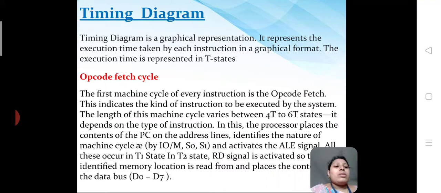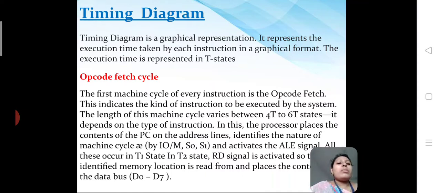So the first machine cycle of every instruction is only the opcode fetch. Depending upon the type of instruction, the length of the machine cycle varies from 4 T-states to 6 T-states. After that, in the T1 and T2 states, the ALE signal is involved, the IO/M bar signal is involved, and S0 and S1, the program counter and the address lines identify the nature of the status signals.